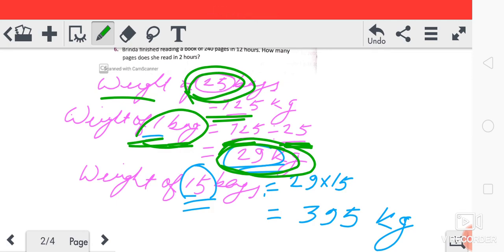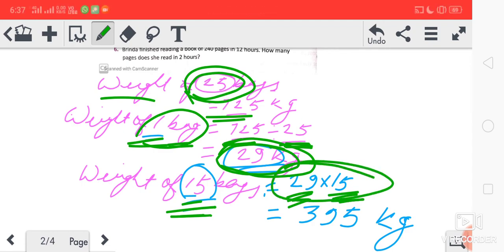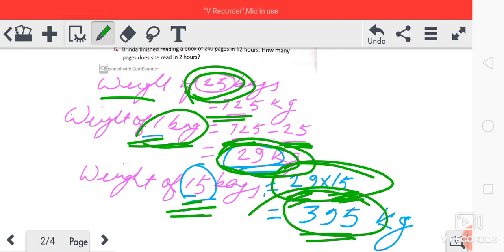Now the weight of one bag we have got. Now we have to find the weight of 15 bags. In the question they are asking to find the weight of 15 bags. So the weight of 15 bags will be how much? The weight of one bag into 15. So 29 is the weight of one bag and a total of 15 bags are there. So multiply by 15. After multiplying this we get 395. Okay. So this is your answer. I hope this is clear to you.